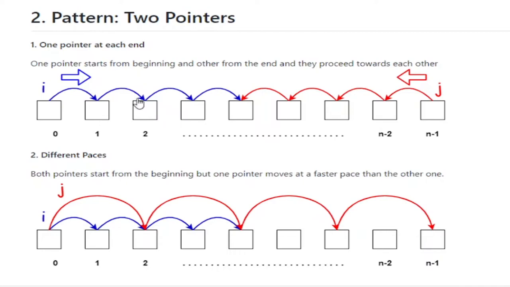The first type of two pointer is where we have a pointer pointing to the front of the list. It's just like an index or something, it could be anything. And then we have another pointer pointing to the end of the list. As we move one pointer to the right, the one at the end of the list goes down. In the end, we're going to meet in the middle, or stop at a certain condition that follows from this. So that's one pattern of two pointers.